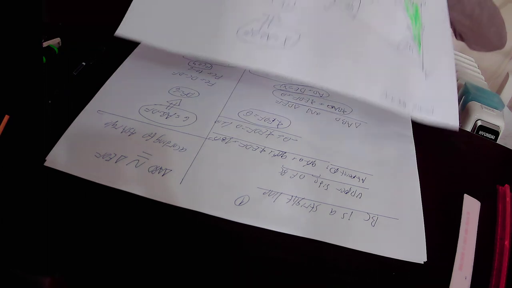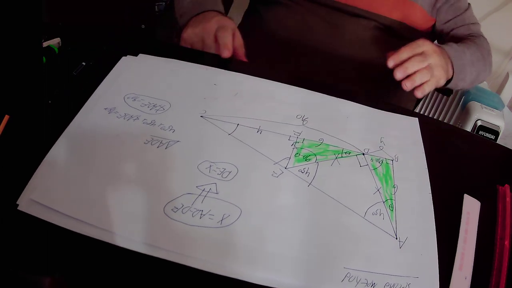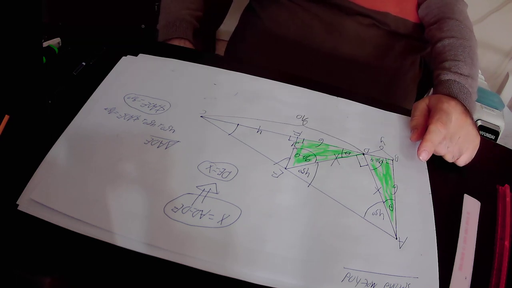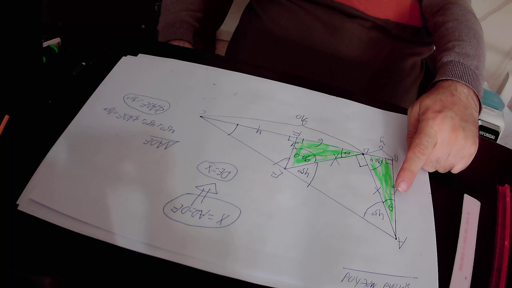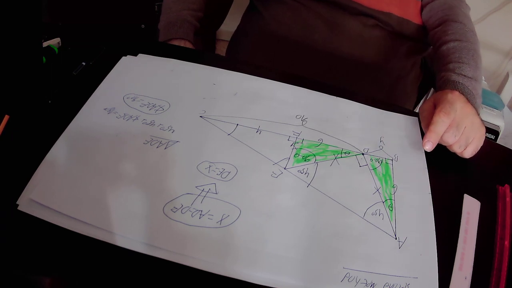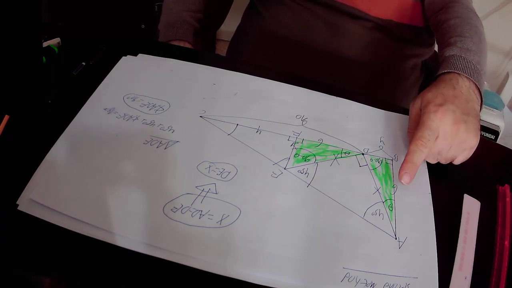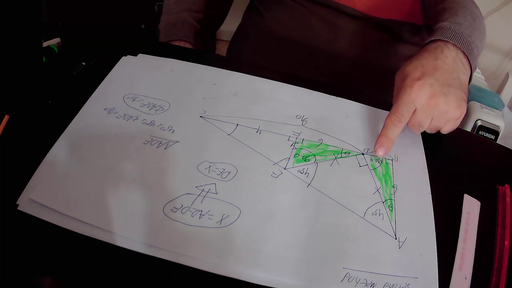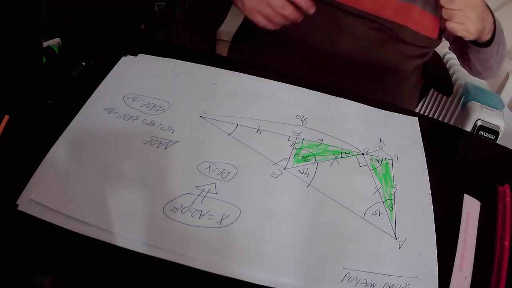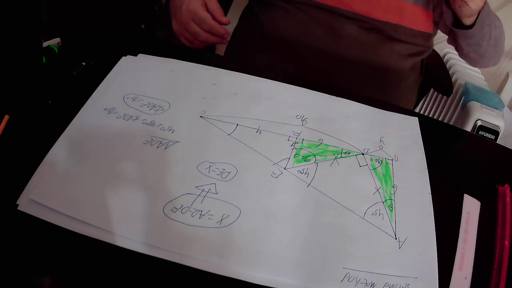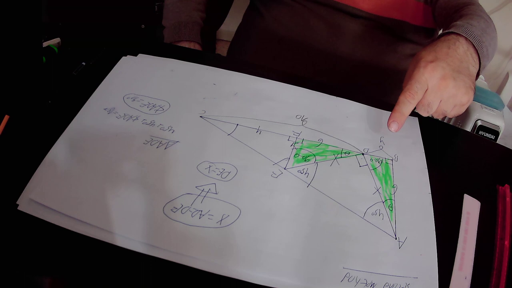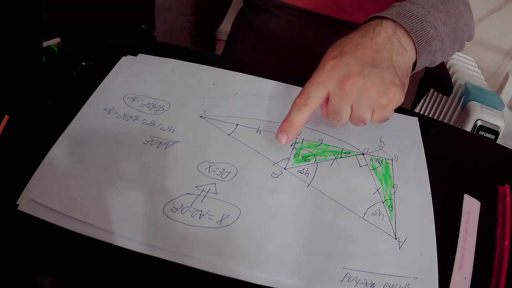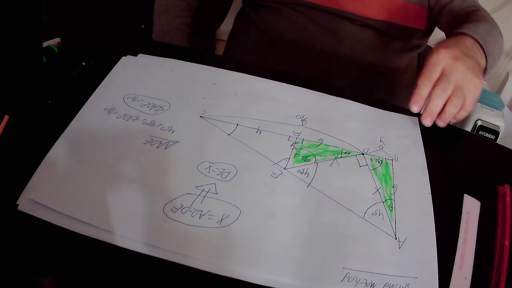Okay, and here we know that, first of all, we defined angle BAD as theta. In the right triangle ABD, if angle BAD equals theta, then angle BDA must be equal to 90 degrees minus theta in order to complete the sum of the angles to 180 degrees. So we know that this angle equals 90 degrees minus theta, this angle equals 90 degrees, and we have the missing angle, angle EDF.